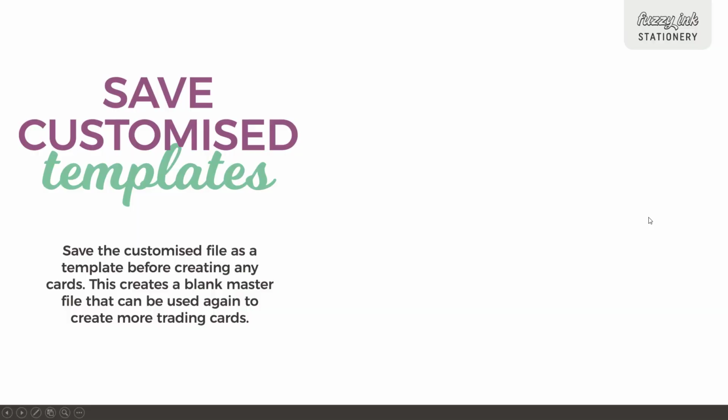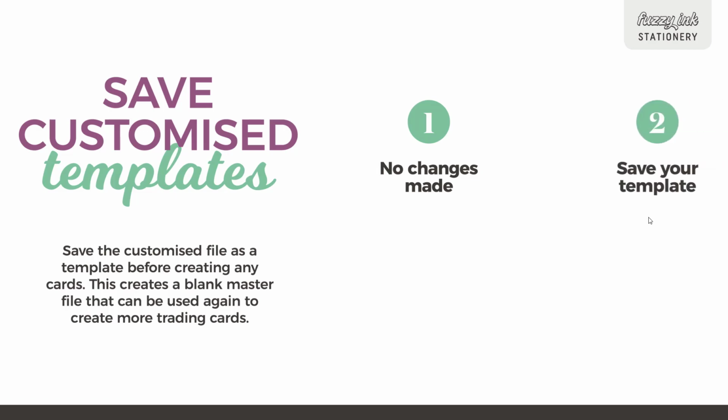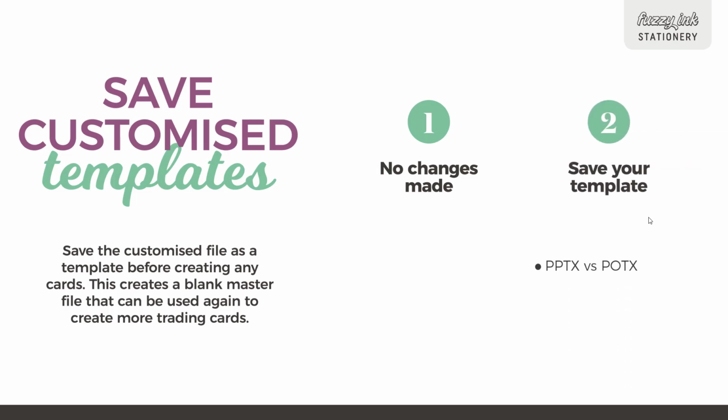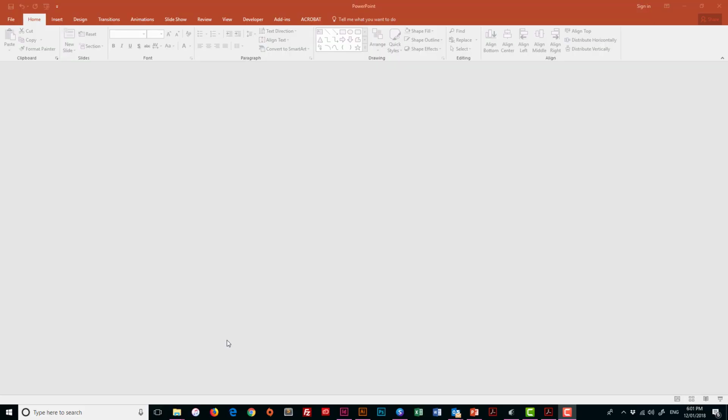Okay, last step. Talking about saving customized templates. Did you make any changes to your template? Update the fonts, change the colors? If you didn't, you don't have to save anything. You can just keep using the default template. But if you did and you want to save your template, I'm going to quickly tell you the difference between a PPTX and a POTX file, and then I'm going to show you how to save it.